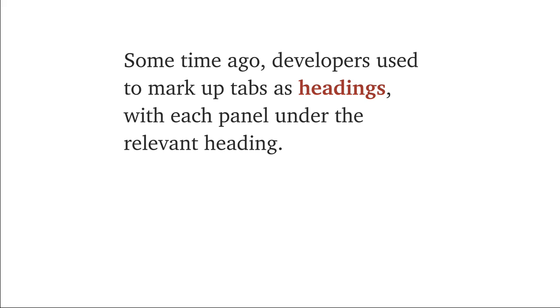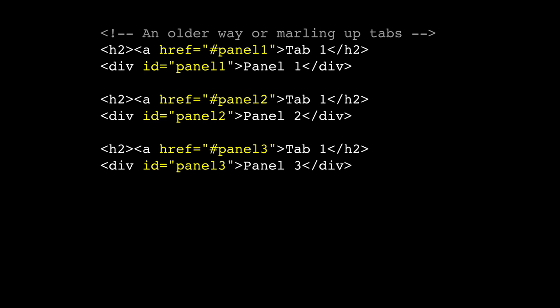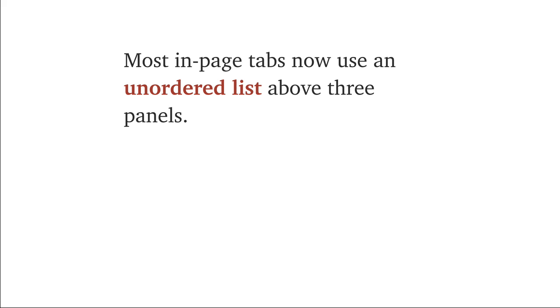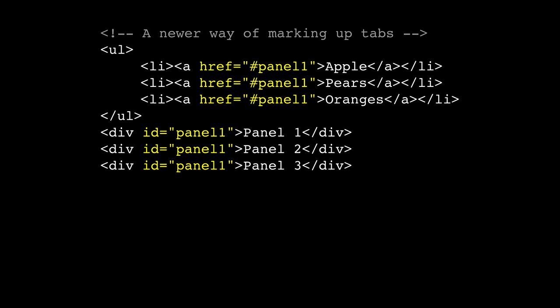What about the markup? Well, some time ago, developers used to mark up tabs as headings, and the panels would be under each relevant heading. So here's our markup, and you'd have an H2, div, H2, div, H2, div. So in each case, the tab was an H2, and the panel was a div directly below. Most in-page tabs now use an unordered list above the three panels. And here's our example, an unordered list with three LIs, and then three divs.